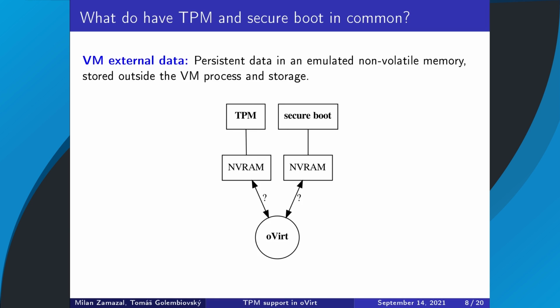Why do we mention Secure Boot here in the presentation about TPM? Secure Boot is not a new oVirt feature, but a new feature is that its persistent memory is actually persisted. This has been implemented together with the TPM persistent memory. We call the TPM and Secure Boot persistent data VM external data because it is stored outside the VM in the local host file system. This data must be managed by oVirt some way.